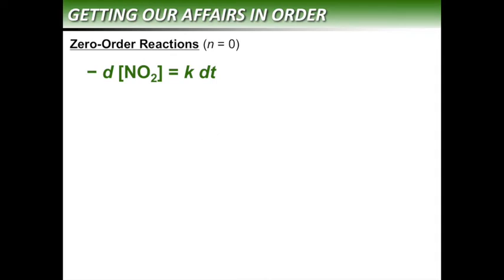Those are really straightforward because for zero order, I no longer actually have an NO2 on the left, just the DNO2. And so in this case, what I'm going to get is C naught minus NO2 concentration equals KT. In this case, not terribly surprising if I think about what zero order kinetics would mean.